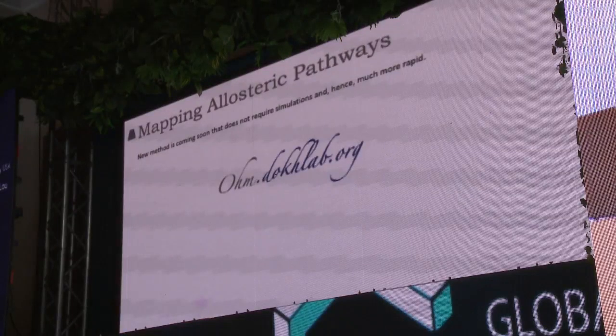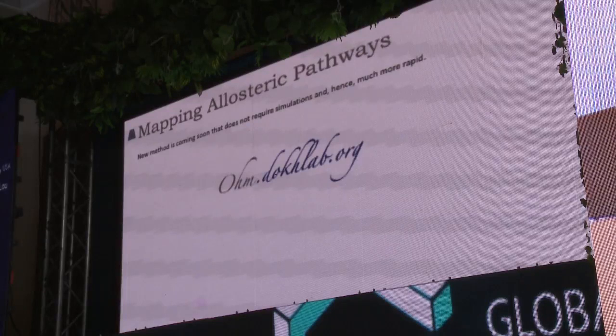That was the past. It turns out you can actually deduce all of this information from pure structure. Unfortunately, this story is not published and the website is not live yet. It's going to be called om.dokhlab.org. So very soon, hopefully as soon as we publish, it's going to go live. But we can detect very robustly, and we validated it on many, many proteins, allosteric paths in proteins. And not only that, we can redesign them, we can alter them. We can change the allostery and connections within the protein. This is really cool. This is a totally new era.